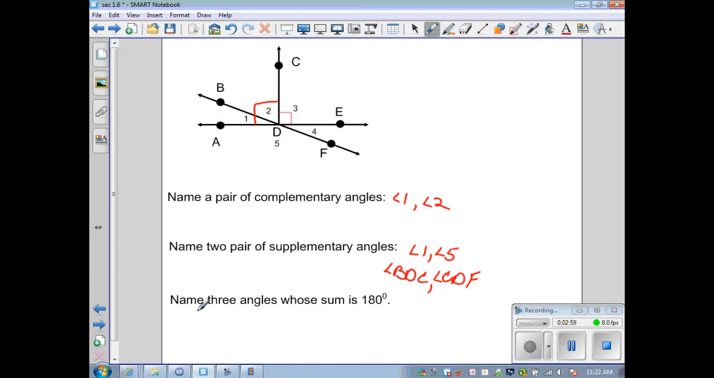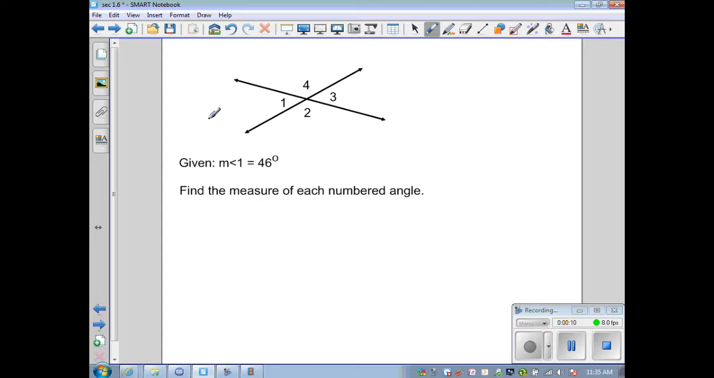Next, name 3 angles whose sum is 180 degrees. Again, I need to have a straight line. So ADE would be the angle that I select, and the 3 angles that form that are 1, 2, and 3. So angle 1, angle 2, and angle 3 would add up to 180 degrees. These cannot be supplementary because supplementary angles only call for 2 angles. Here we have 3.